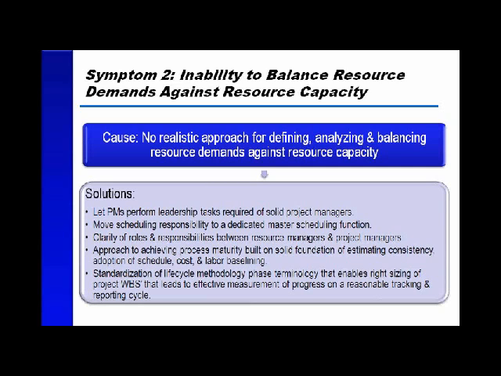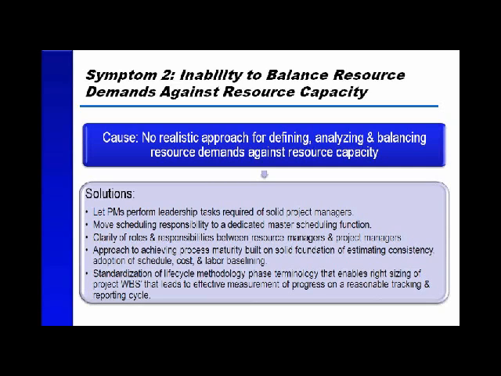Another solution that we suggest is a standardization of life cycle methodology phase terminology. In other words, to have a language that the project management community can use in order to break down the projects, to put them into work breakdown structures, because ultimately having a realistic work breakdown structure and a standardized work breakdown structure leads to the effective measurement of progress on a reasonable tracking and reporting cycle.